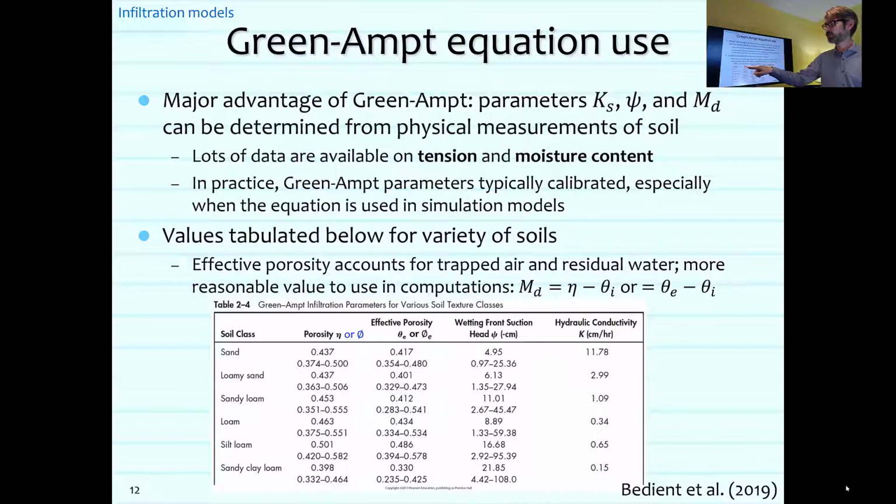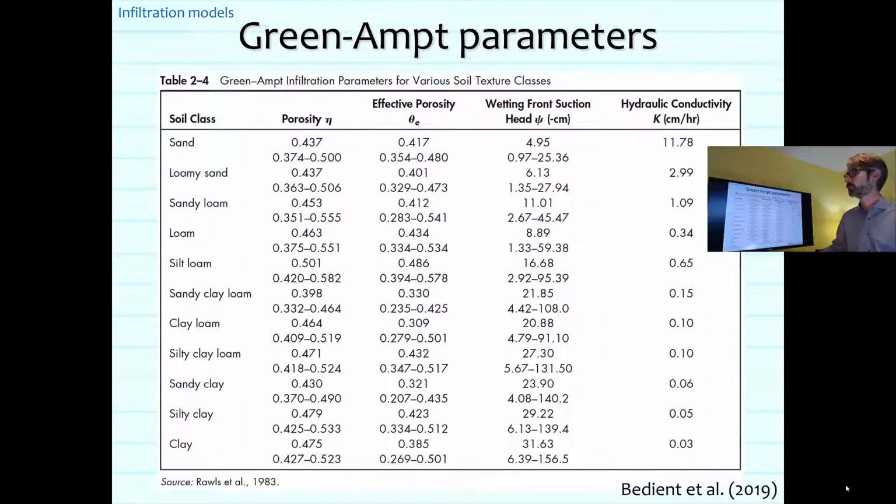So note here that there are a number of different symbols that can be used. Here porosity is tabulated as eta, but we've seen it before as phi. The effective porosity can be either theta E or phi E. I'm not sure why this is done, it's just confusing, but you'll see different symbols used. And then we have the wetting front suction head and the hydraulic conductivity and so on.